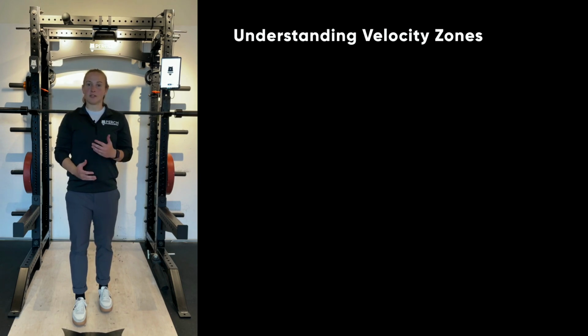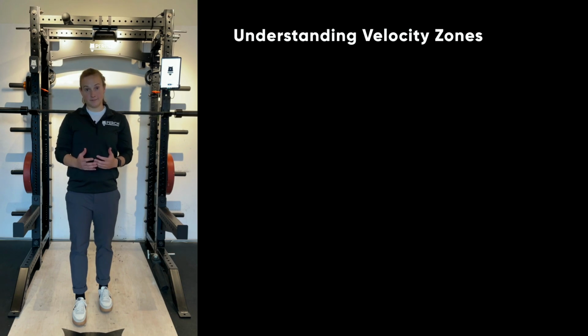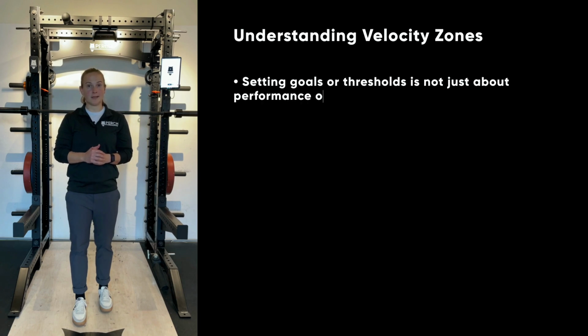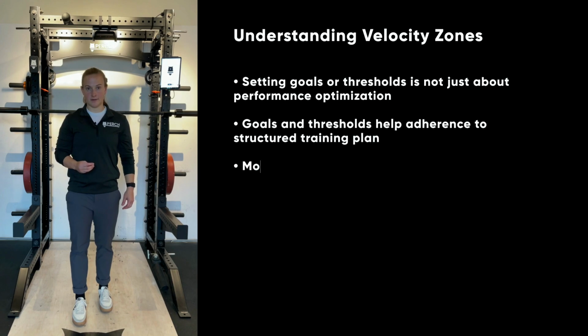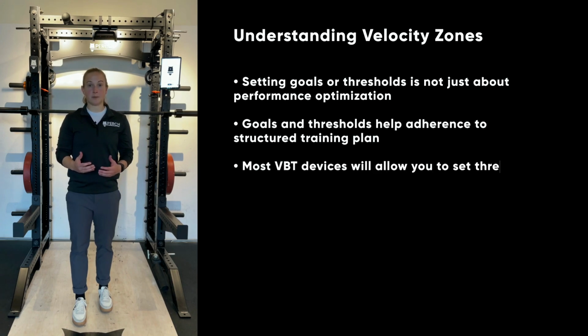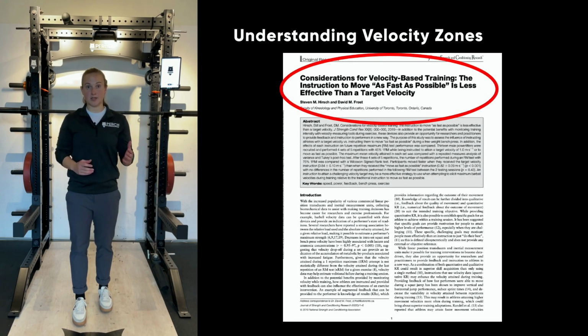Regardless of the zone names or assigned speeds, working across the spectrum will enhance neuromuscular capabilities of athletes of all training ages and ensure they're both strong, powerful, and fast. Lastly, setting goals or thresholds using velocity-based training zones is not just about performance optimization, but also adherence to a structured training plan. In most VBT devices, you're able to set goals. Research indicates that setting a goal for a velocity instead of just saying move it fast enhances adaptation and improves performance at a greater rate.